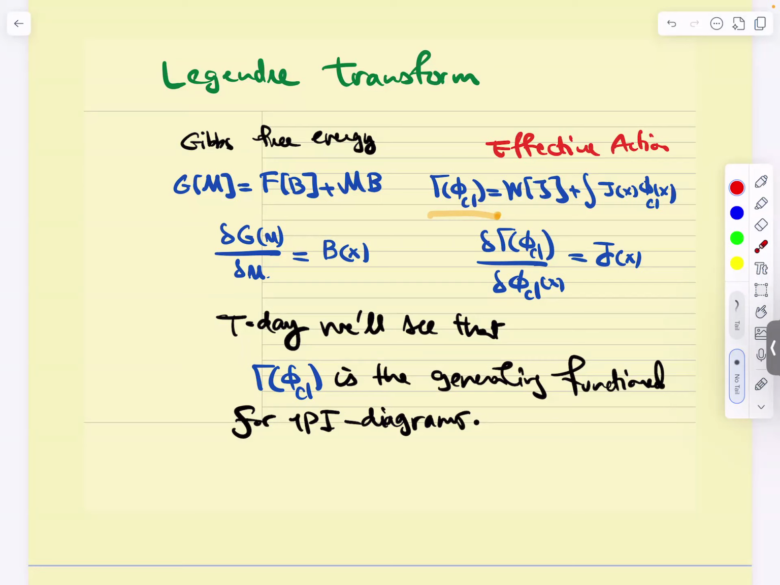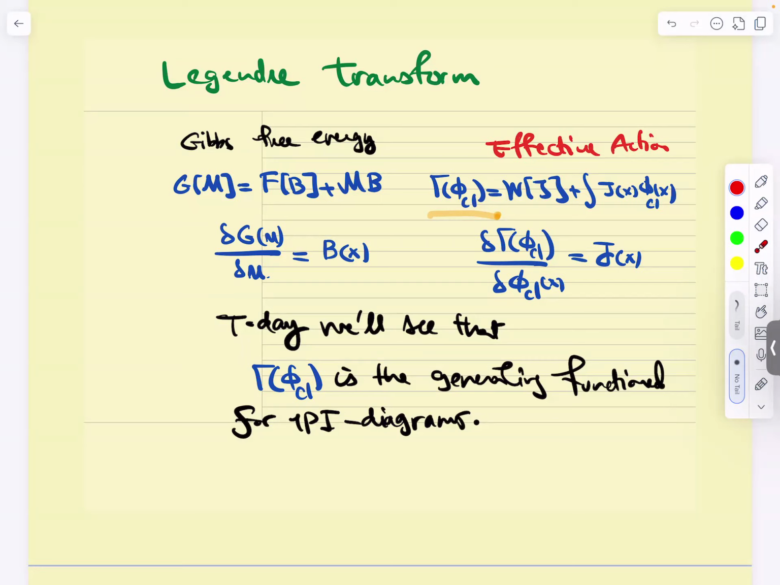So the connected ones could be thought of as 0-point irreducible. There's 1-point irreducible. You could also generalize this analysis to 2-point irreducible, but we're not doing any of that. So 1-point irreducible is important for us because the generating function of it is going to be the effective action. But those were the calculations we were doing. Remember where the 1-point irreducible diagrams appeared, like, for example, the renormalized propagator.